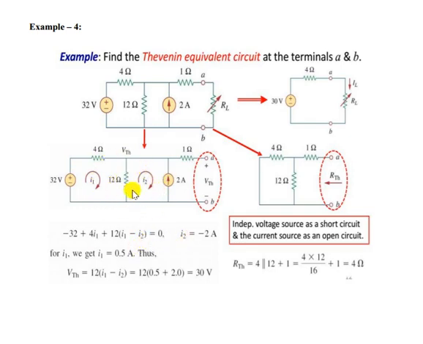And from this second loop, we can see that i2 is nothing but minus i2, because i2 direction is downwards here, but the 2 ampere source is upwards, so minus 2 ampere. By putting the i2 value here, we get i1 equal to 0.5 ampere. Now VTH will be equal to what? VTH is nothing but the voltage drop across this 12 ohm resistor, which is equal to 12 into (i1 minus i2). We get this value. Now we can draw the equivalent circuit to find out RTH.